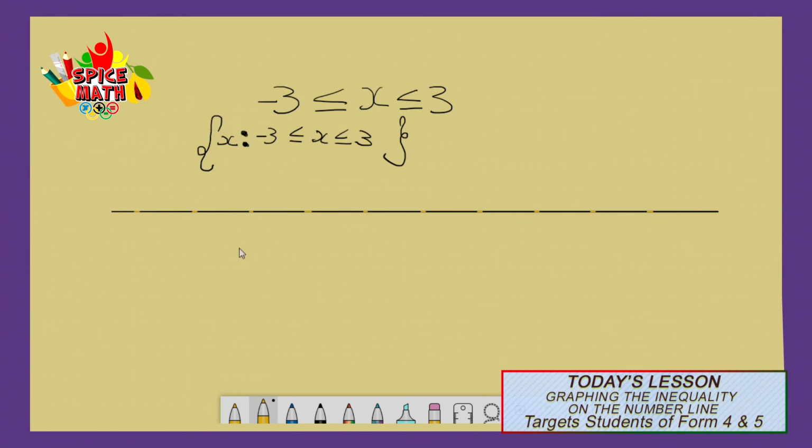So you can remove your ruler, and if you wish, you can put some marks to make your calibrations even more visible. So this is how we create a number line. Now we're going to insert some numbers.